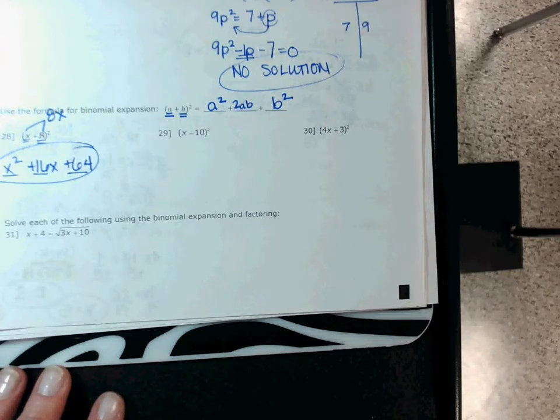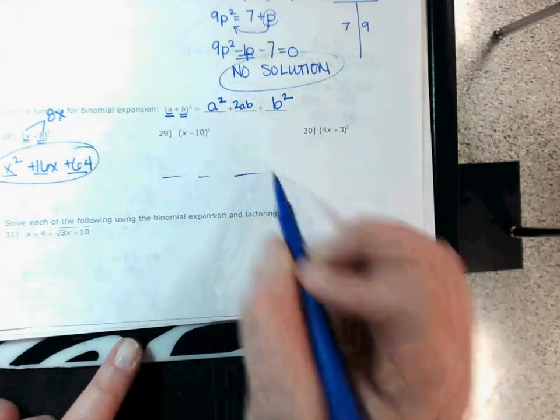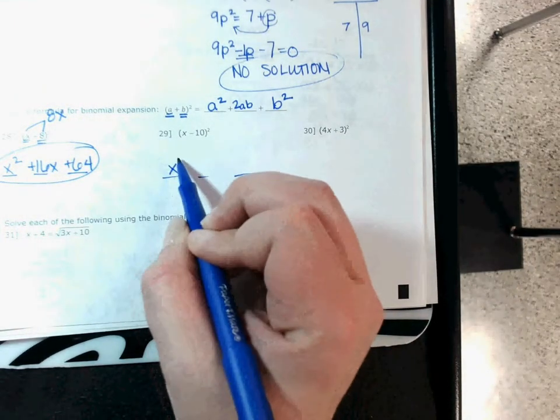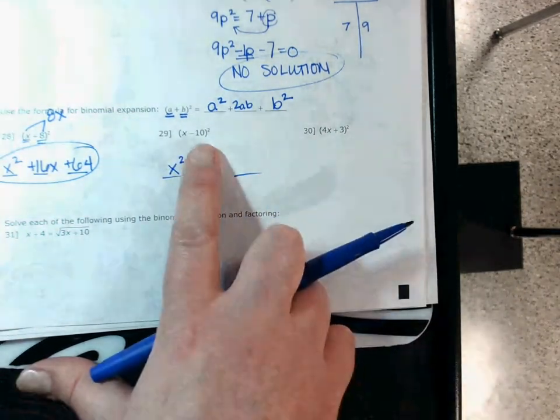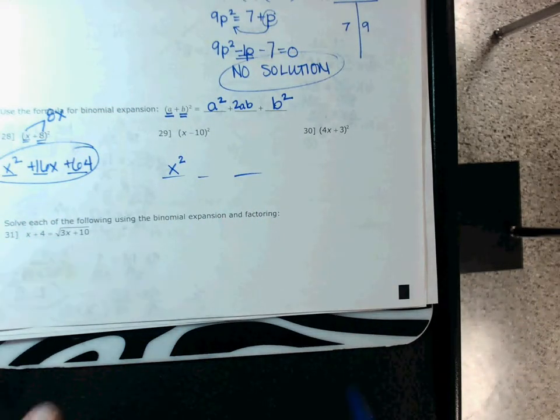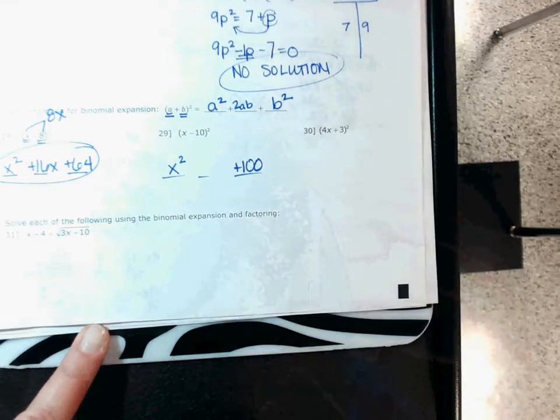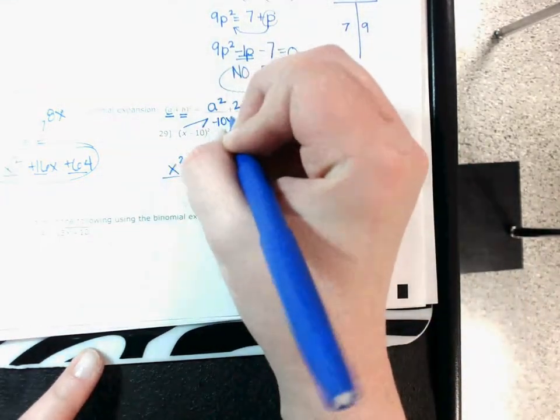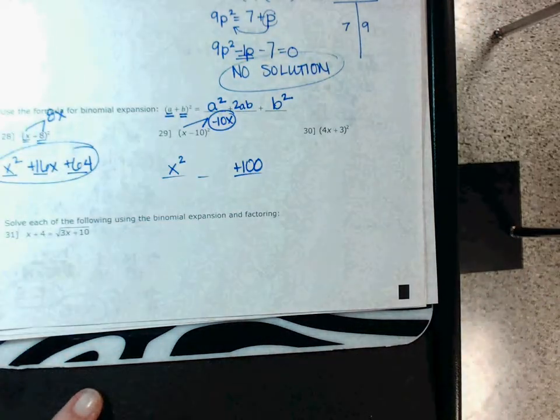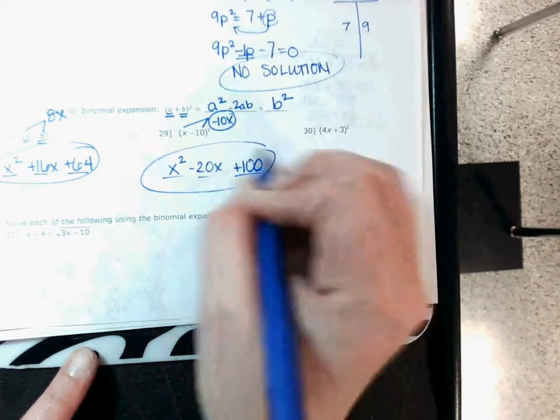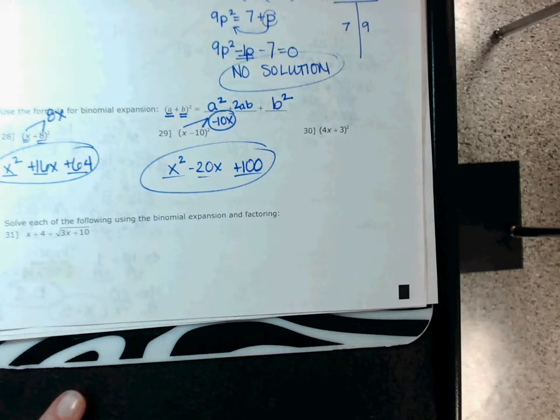Okay, look at the next one. Blank, blank, blank. What's my first blank going to be? X squared. Now, for my next blank, this is a minus 10. But what is minus 10 times minus 10? Positive 100. Okay, then in the middle, I put them together. Minus 10x, but then I have to double it. Negative 20x in the middle. Okay? One more left just like that.